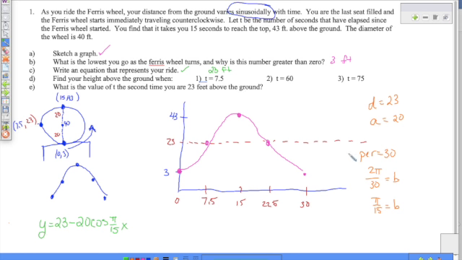At 60 seconds, I can see that we have a little mistake on our answer key right here, but I'll fix that. At 60 seconds, that's another period. So I would be at 3 feet off the ground. And then at 75 seconds, well, that's another wave, which would take me to 60 seconds, right? And then 75 seconds, so that's 15 more seconds. So at 75 seconds, I would be up at 43 feet.